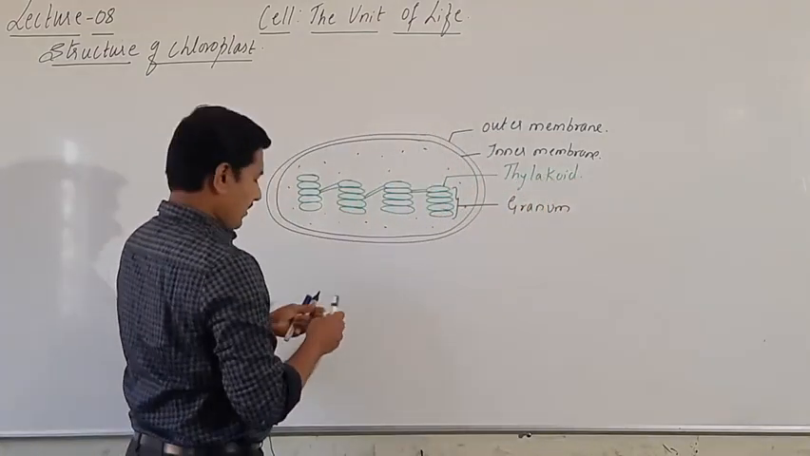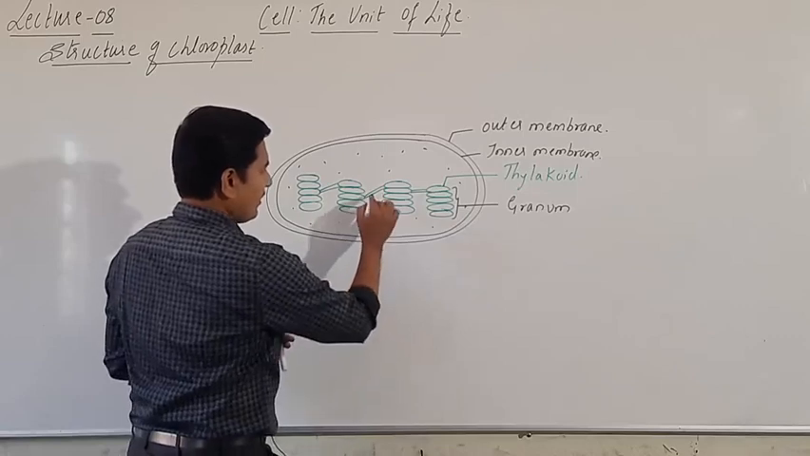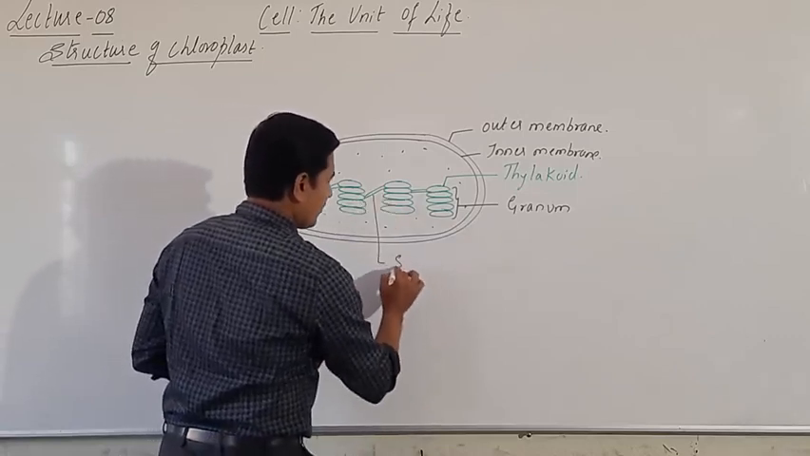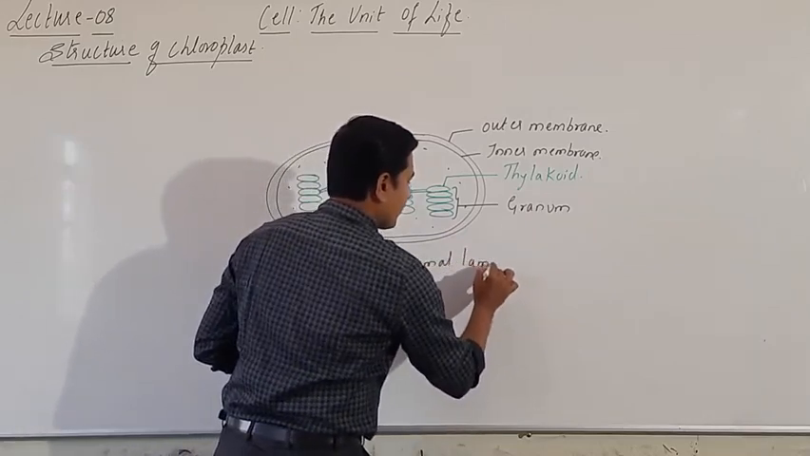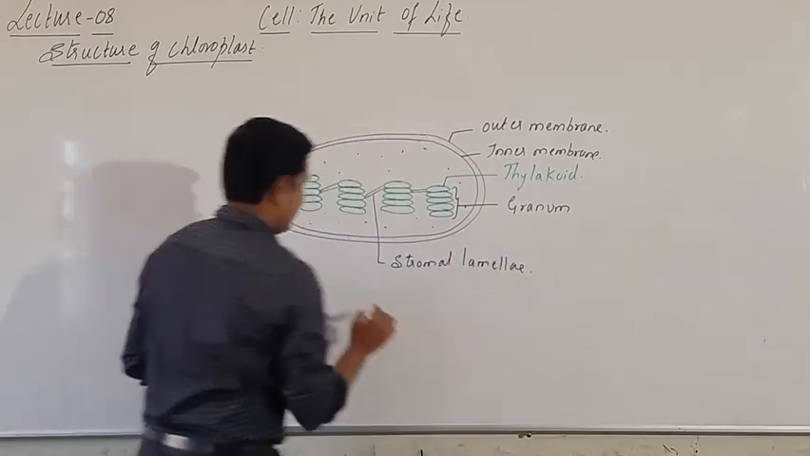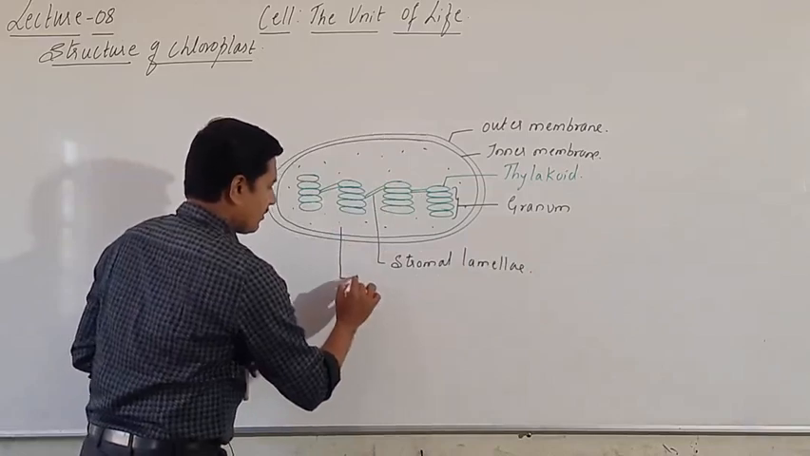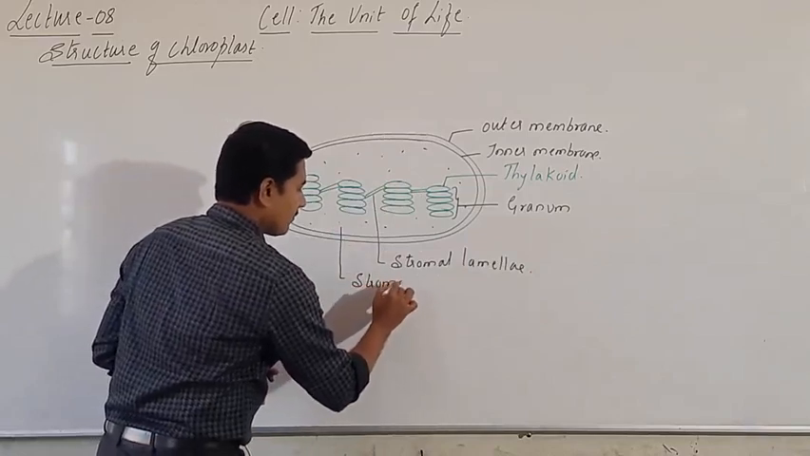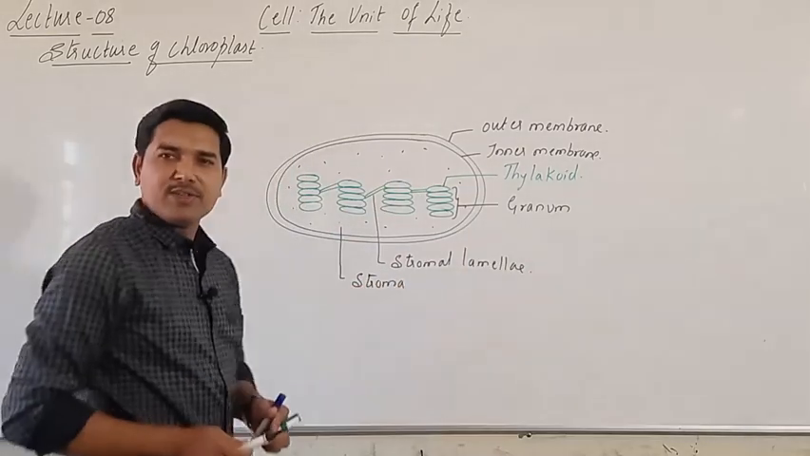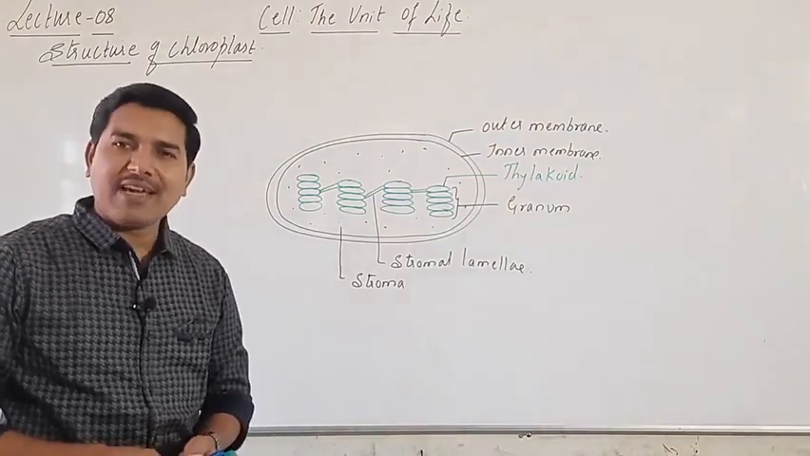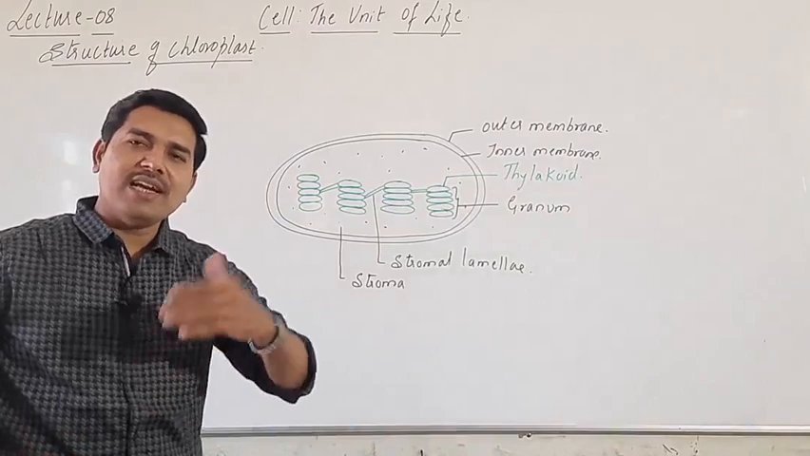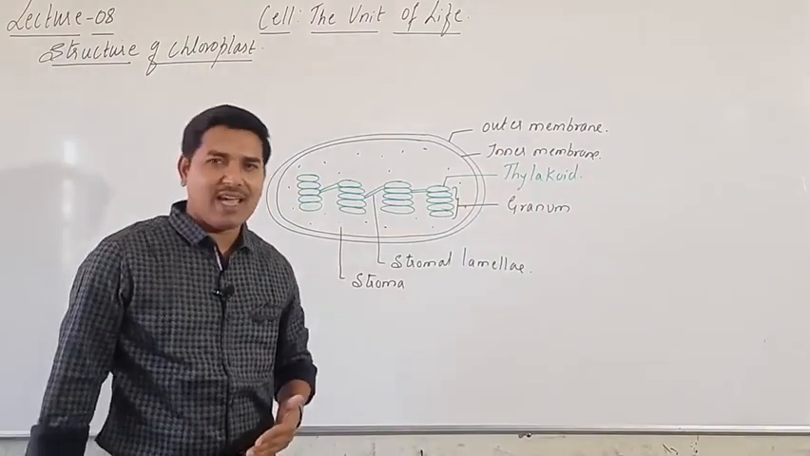Then here we have these structures. This structure is called the stromal lamellae, and this part is the stroma. This is the structure of the chloroplast. It is a 2D diagram, a 2-dimensional view. The 3D diagram is given in your NCERT. You can follow that diagram also.